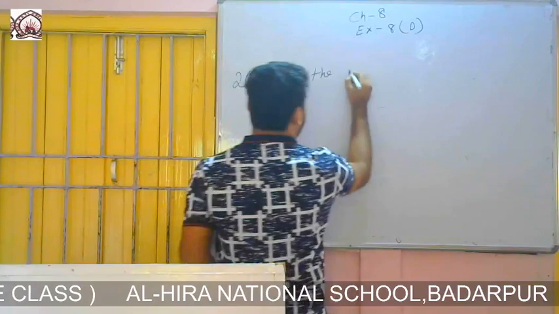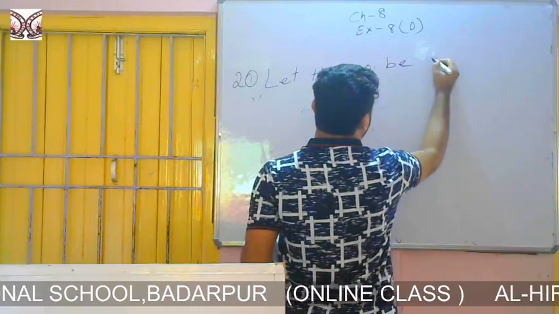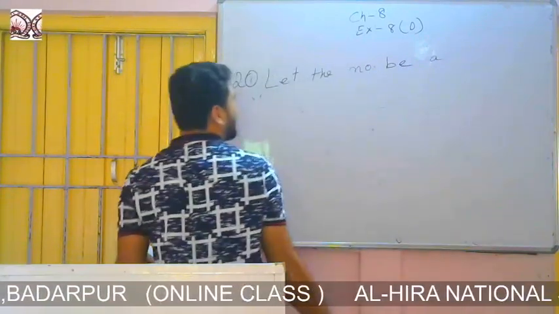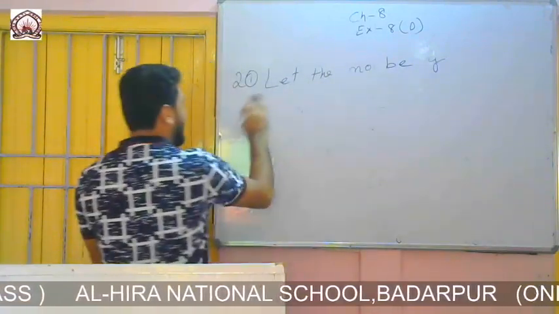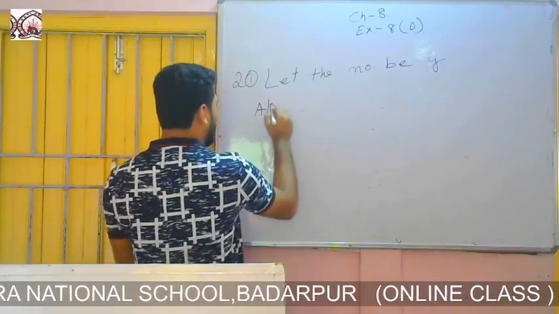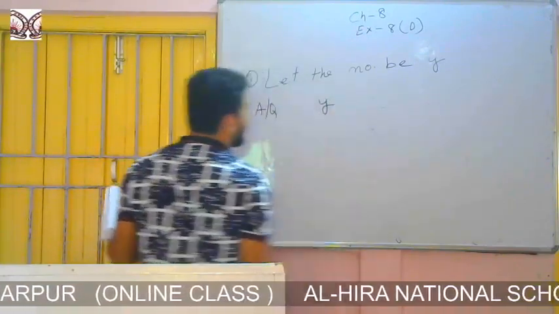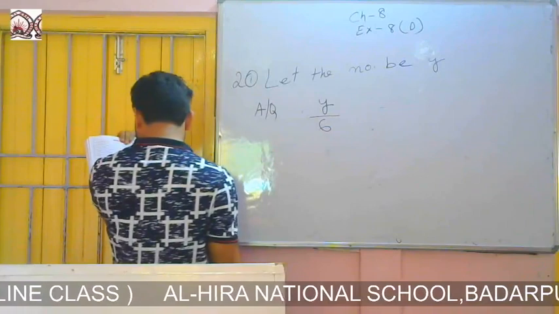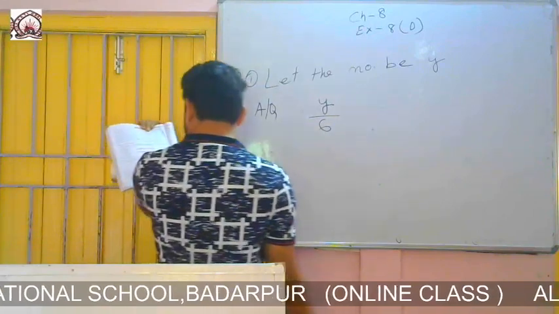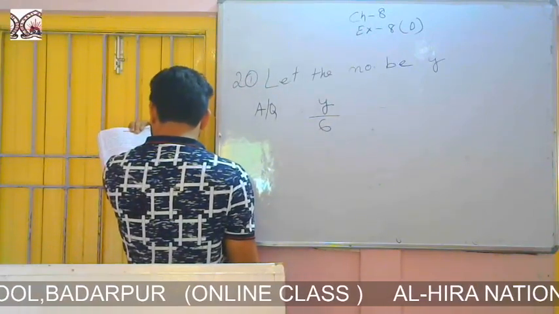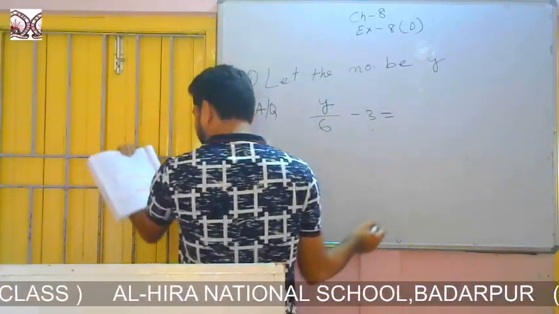Right, let the number be what? You write what? A. Okay, let the number be not A, you can write what? Y also, no problem. Let the number be Y. Okay, then according to question, you see what is given? A number divided by 6, I let it what? Y. A number divided by 6 minus what? Minus 3. Minus 3 equals to what? We get what? 12.